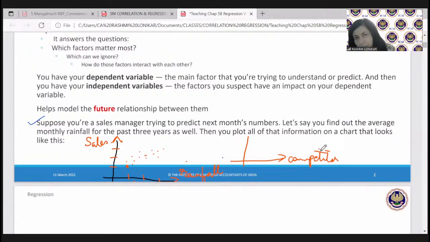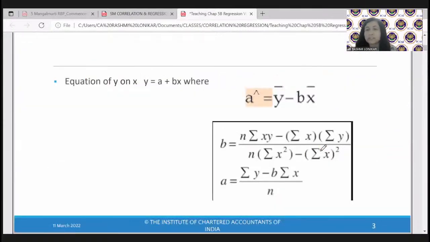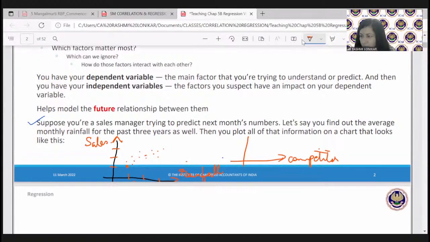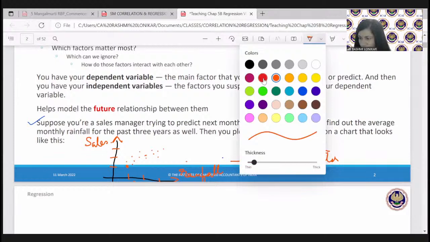But when I'm considering rainfall, I want to see whether or not rainfall is affecting my sales, and whether it is a factor that is affecting my sales. If it is not, can I ignore it, or should I consider it? And then what is the quantum, or the intensity, with which it is affecting my sales? Now to find that, I have this plotting, so what I do is I draw a best fit line over here.